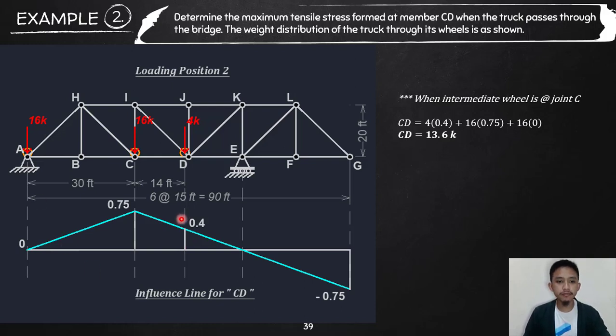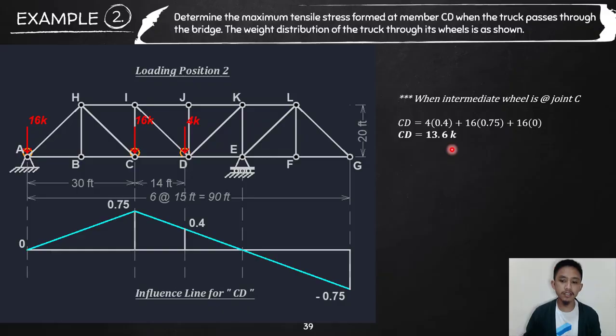Now we have the corresponding ordinate of each of the loadings. All we need to do is multiply and summate: 44 times 0.4 positive, and of course 16 times 0.75. You do not need to show this, but if you want to, that will be 16 times 0, since it will not affect our value. So that will be a total of 13.6.